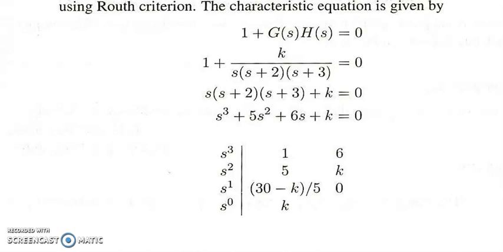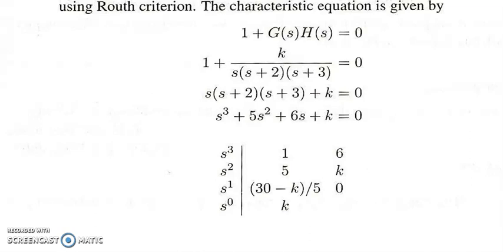If I want to find out the intersection of the root locus with the imaginary axis, this can be determined by the Routh criteria. So 1 plus G(s)H(s) is equal to 0, 1 plus k upon s(s plus 2)(s plus 3) should be 0. So s(s plus 2)(s plus 3) plus k is equal to 0, which means s cube plus 5s square plus 6s plus k is equal to 0. If I draw the Routh array, I have s cube, s square, s1 and s0. Taking the first row coefficients, you have 1 and 6, and you have 5 and k. If you solve for the third row, you are going to get (30 minus k) by 5, and the fourth row will come out to be k.